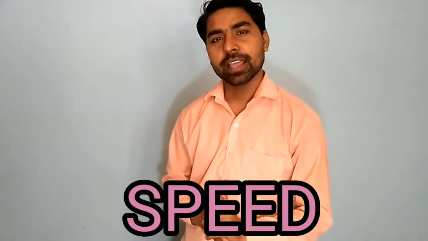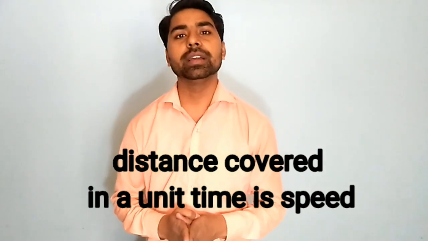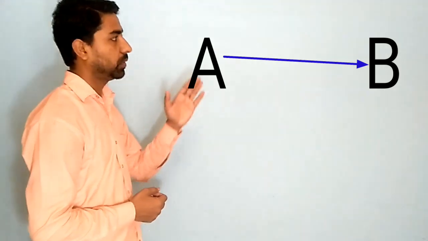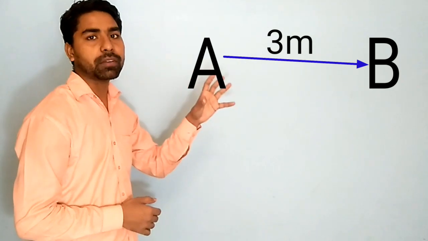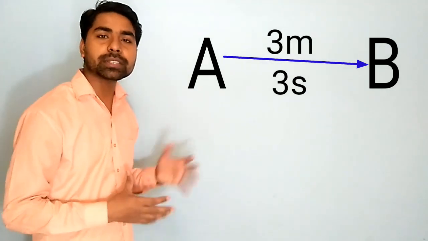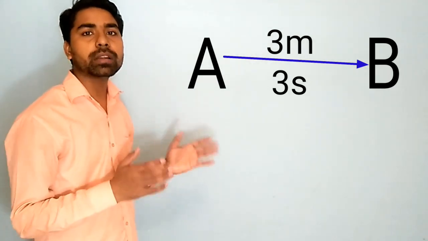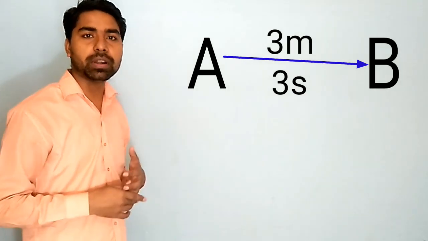Next topic is speed. You have seen in the last diagram, the person was covering some distance, 3, 4 and so on. If I consider the distance with some time, then in a unit time, whatever distance is covered by a person or any object is called speed. Let's see here. Suppose from point A to point B the person covers 3 meter, and I am considering that this happened in 3 seconds. So in a unit second, how much distance is covered? In 3 seconds 3 meter, so in 1 second 1 meter. So this is speed. In a unit second, the distance covered is called speed.